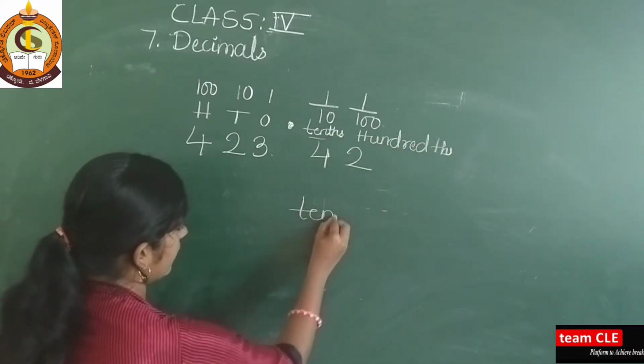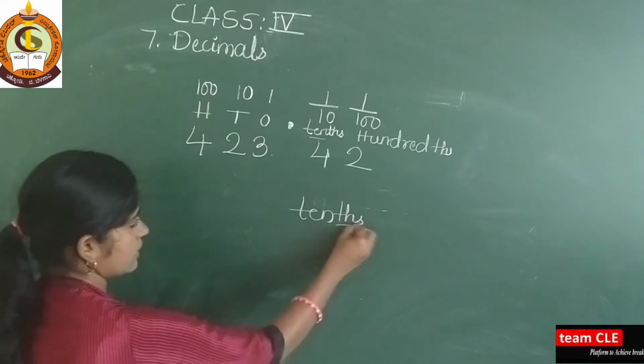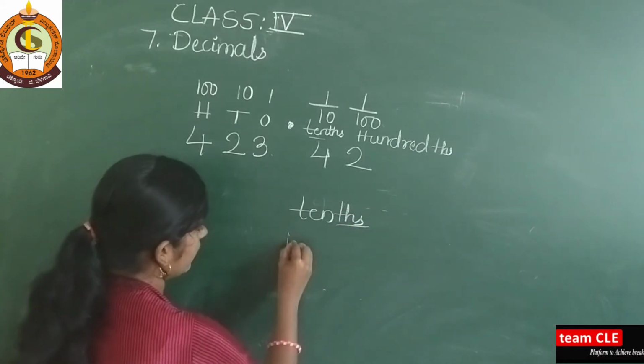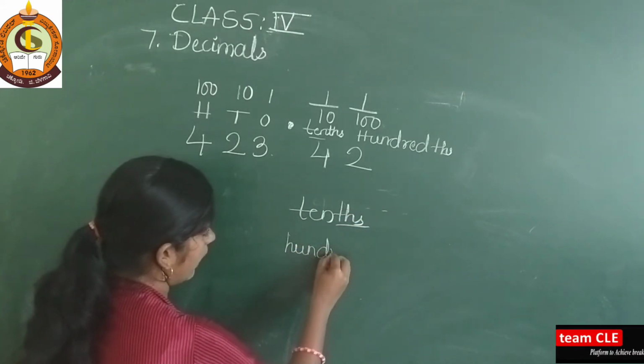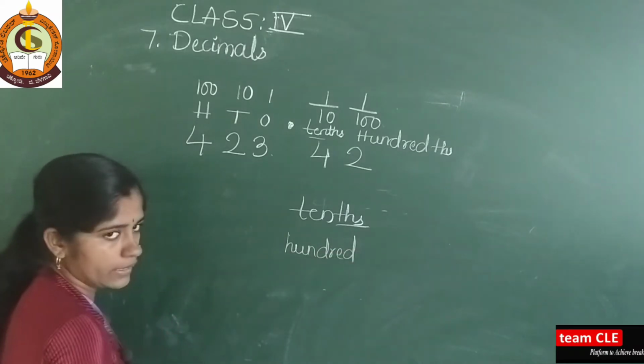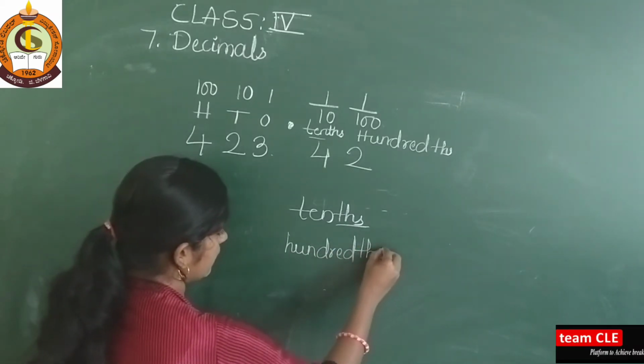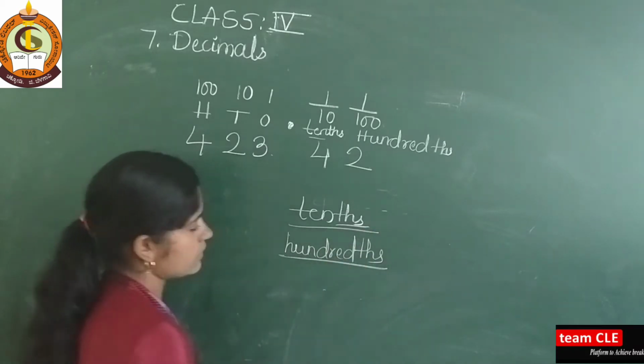Very simple place value. First you write 10 and add here THS, you get tenths. Then 100, already you know the hundred place, and add THS. You will get hundredths.